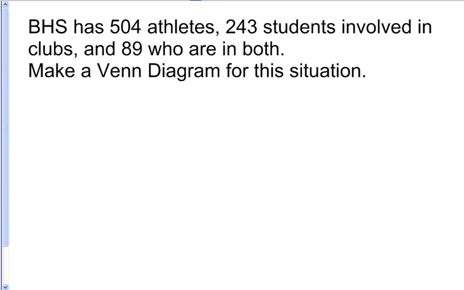Alright, so on to basically the last series of questions for the day. BHS has 504 athletes currently. There are 243 students involved in clubs, and there are 89 people who do both clubs and athletics. So make a Venn diagram for this situation. So I know 89 is going to be the middle number where the 2 circles overlap. And then there are 243 students in clubs and 504 in athletics. So my Venn diagram, I'll give you a second to fill yours in. So make a big circle, another circle, and fill in the numbers.